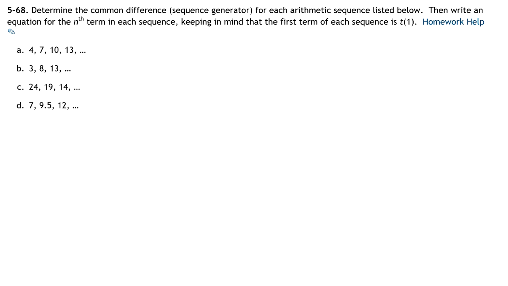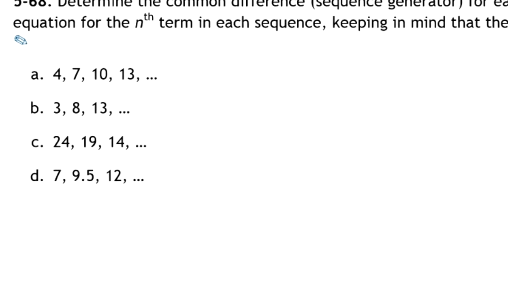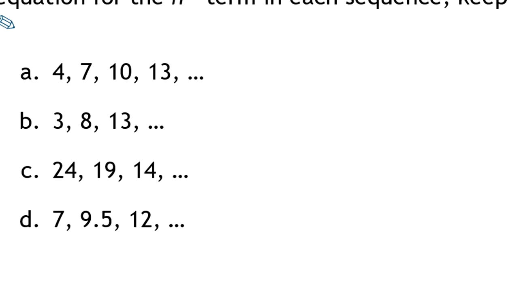So they're pointing out that these values, let me zoom this in quite a bit here, they're pointing out that these are not the 0th values, but these are the values produced when n equals the number 1.